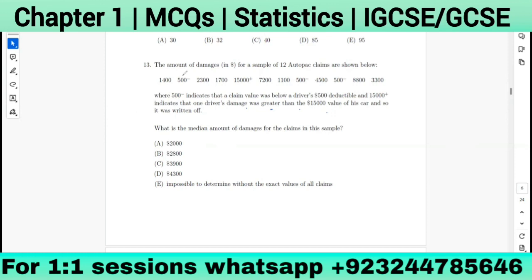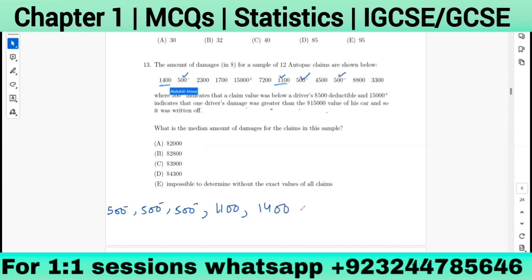So negative 500 is coming how many times? 1, 2, 3. So can we write negative 500, negative 500, negative 500? Okay. Then next, what is the number after negative 500? It would be 1100, coming one time only. 1100. Then it's going to be 1400.